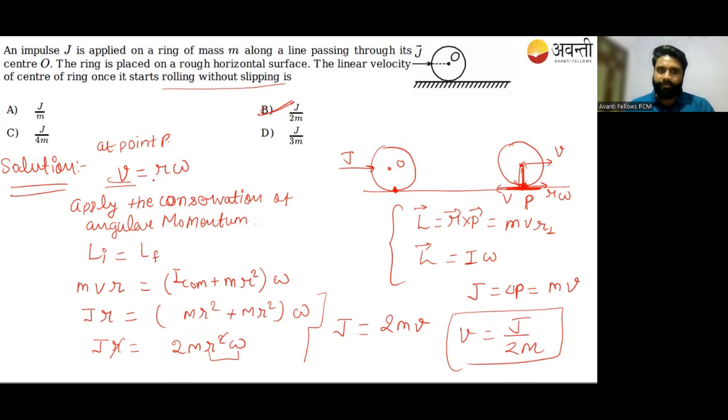Firstly, what do we have? We will equate the velocity at point P, V is equal to R omega, because we know that it is rolling without slipping. Then we apply the conservation of angular momentum about this point. So these are the calculations that we have made.